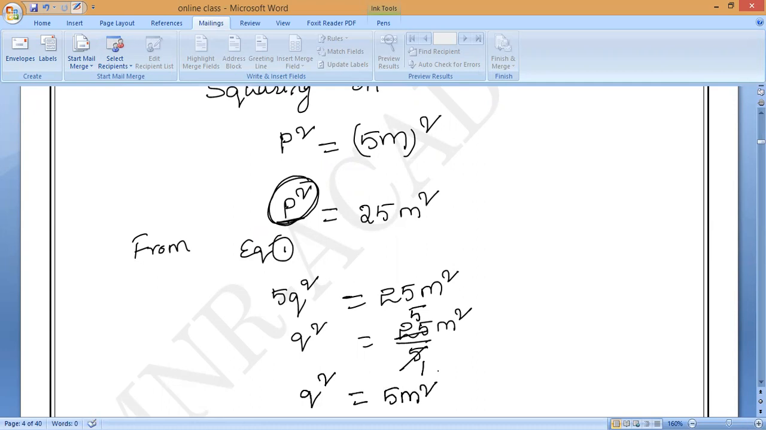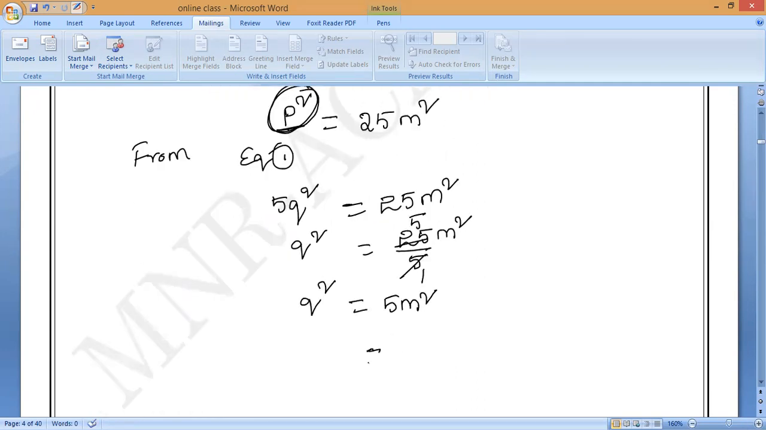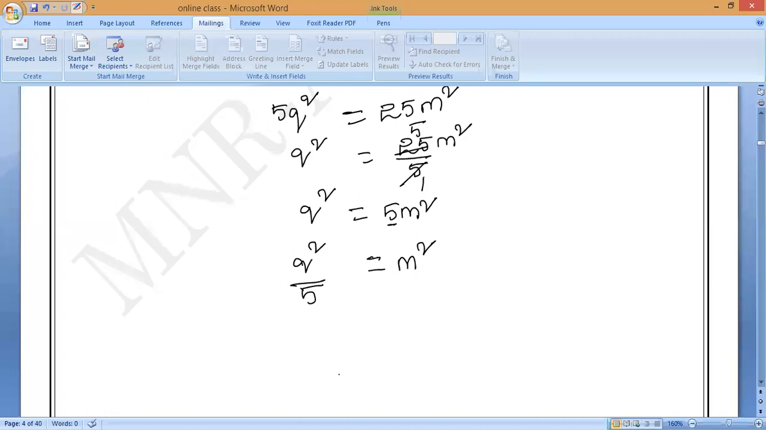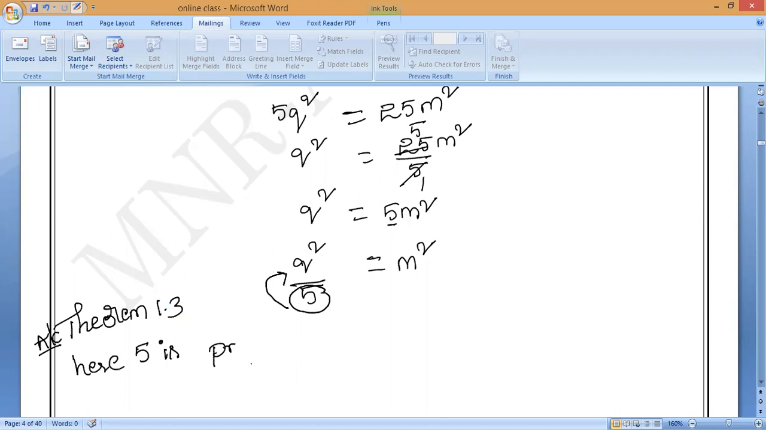So what about M square? M square equal to Q square divided by 5. Q square divided by 5, it comes to this side, it will divide, correct? So see this equation. This is like theorem 1.3. 5 is our prime number. It divides Q square. According to theorem 1.3, 5 is a prime number.